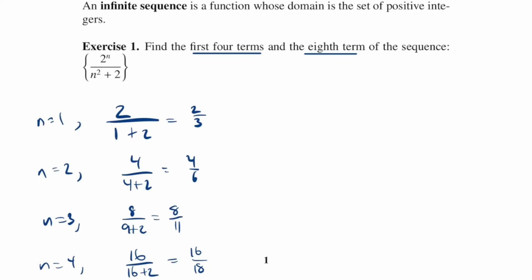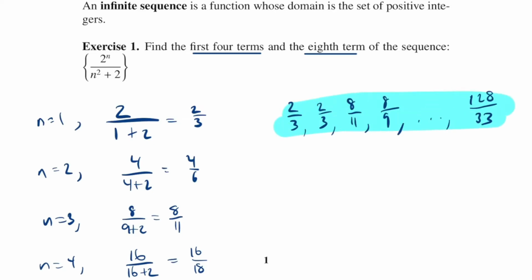So if you write out the terms, you should get 2/3. 4/6 is 2/3 again. 8/11. 16 over 18, that would be 8 over 9. And let's see, 256 over 66. We can divide by 6, I believe. Nope, we can divide by 2, which is 128 over 33. All right, so that is your final answer.